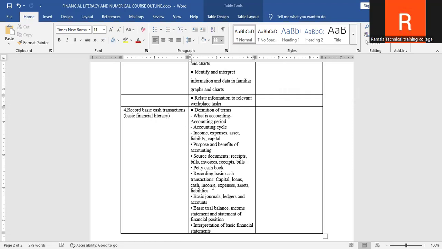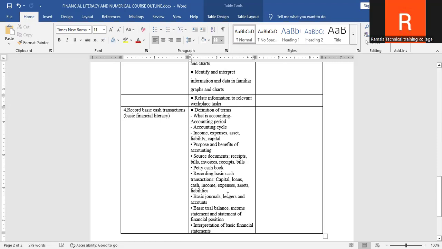What is the use of it? Why do you need it? The transactions, capital, loans. What do you mean by capital? What do you mean by loans? The loans that are available, cash, the income, the expenses. You have to have things to do with the assets, liabilities, the basic journals, ledgers, and accounts.